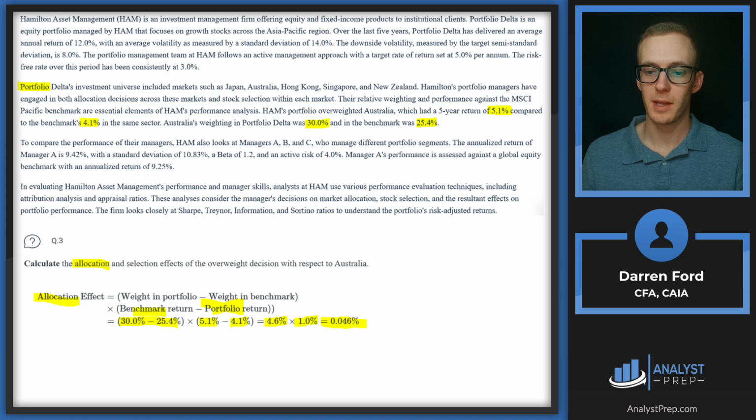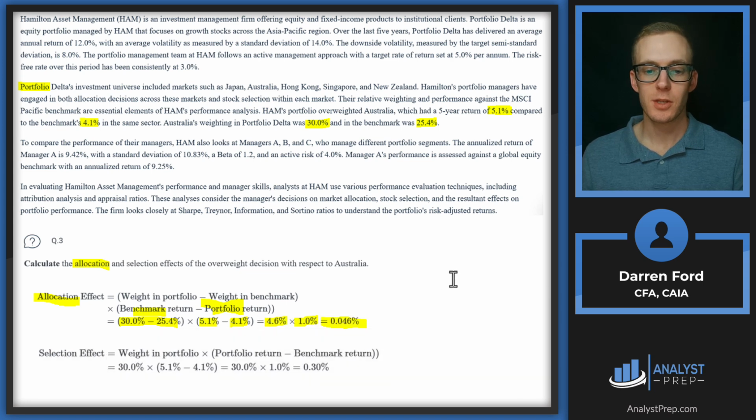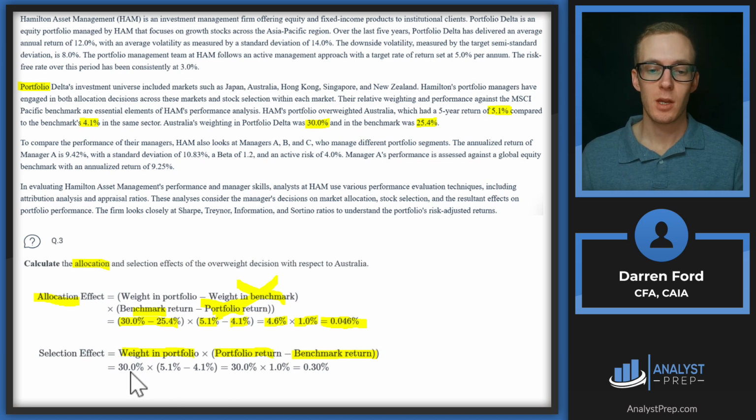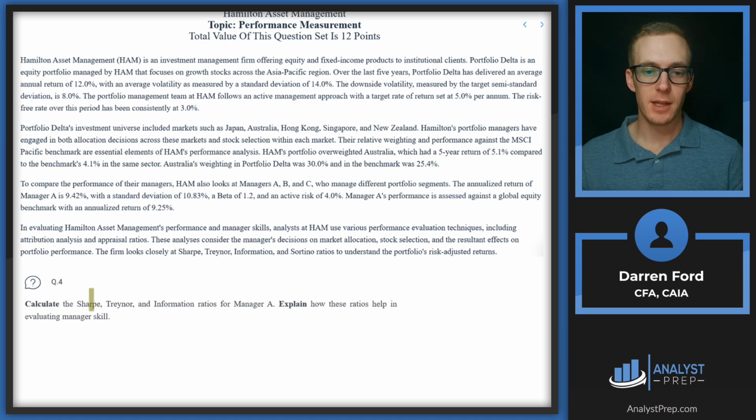Second point will be calculating that selection effect. So selection effect is going to be weight in the portfolio times the portfolio return minus benchmark return. So you can see the difference here. We're not taking into account any overweighting of the sector relative to benchmark. So we just get that 30% weight multiplied by the excess return over the benchmark, which gives us an effect of 0.3%.